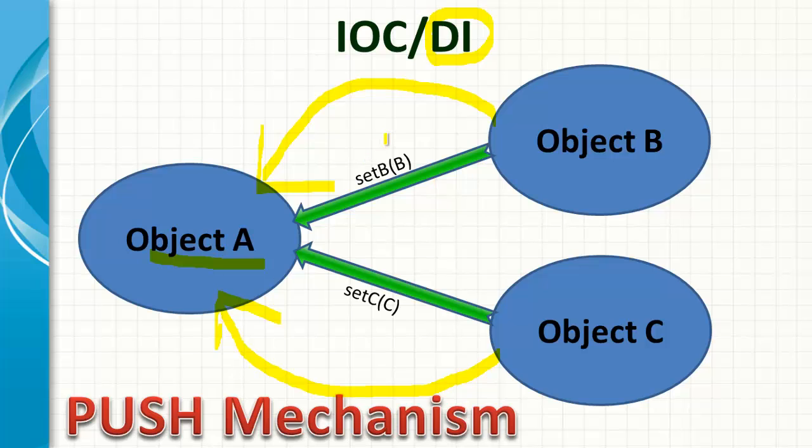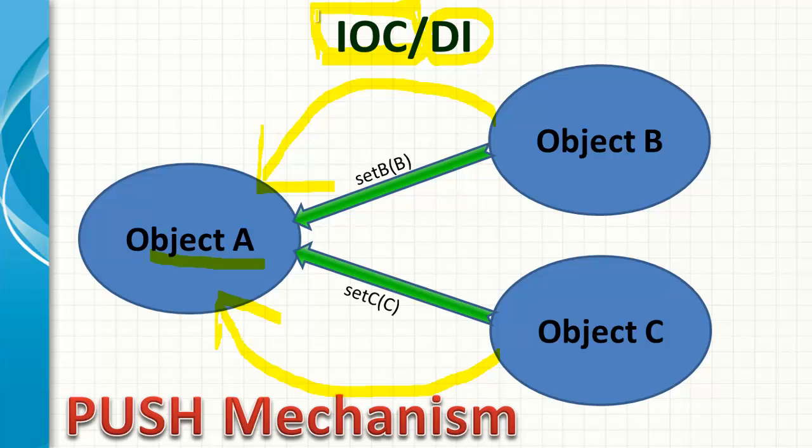Assembler, the framework, will inject it to me. I won't pull it. It will be pushed inside me. It's like the Hollywood principle, which says don't call me, we'll call you back. So instead of pull, it's a push mechanism. And let's see the term IOC then. Inversion of control.